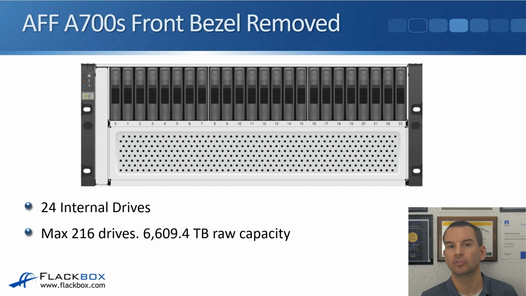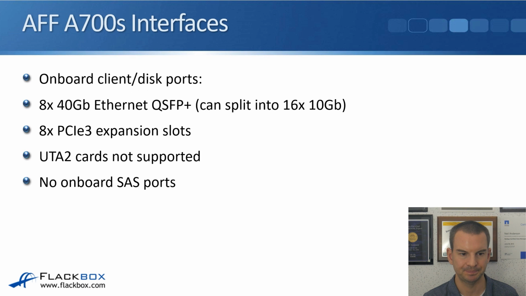It does have internal drives. So if we take the front bezel off, you can see that you can fit 24 internal drives in there. When you add the expansion shelves as well, you can bump that up to a maximum of 216 drives per HA pair, which goes up to 6,609 terabytes of raw capacity.